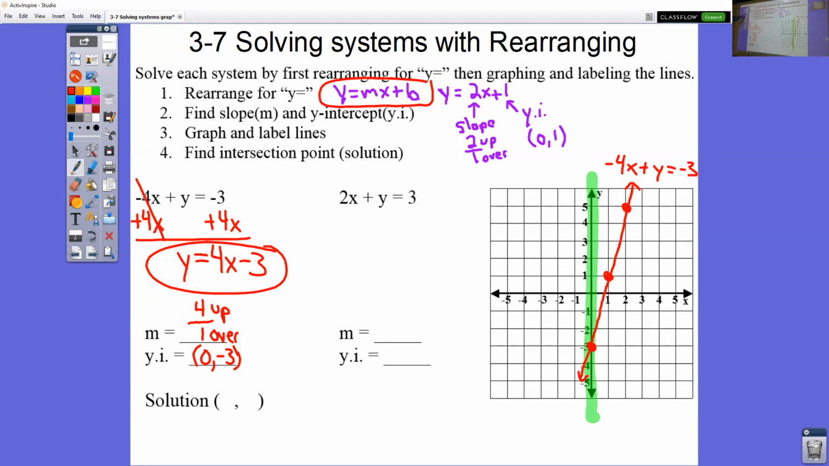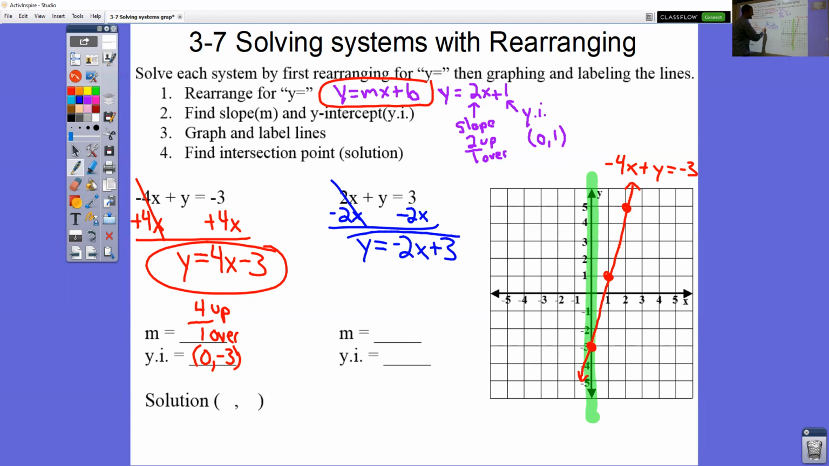Now, for our second one, we need to get this y all by itself. To get that y all by itself, I need to do -2x and -2x. Because remember, I need it in that y equals mx plus b form. I can't do a plain number minus 2x. I can't do 3 minus 2x. It doesn't work that way. But I can switch around the order. So that becomes negative 2x plus 3. Again, just like yesterday, that's a plus 3 because that's a positive 3 there.